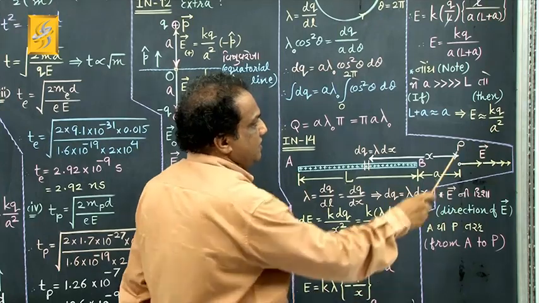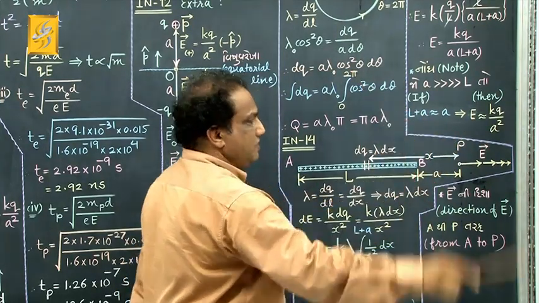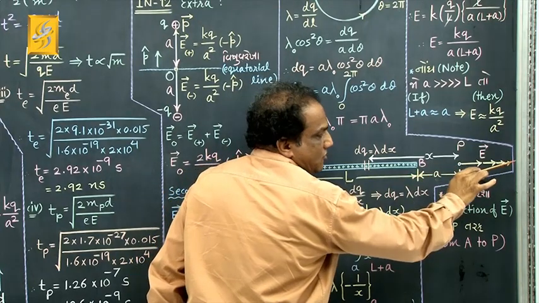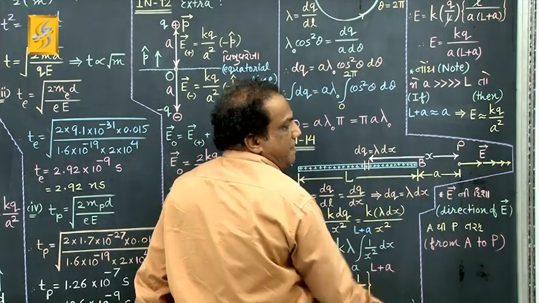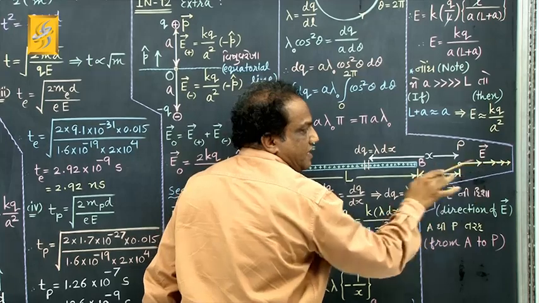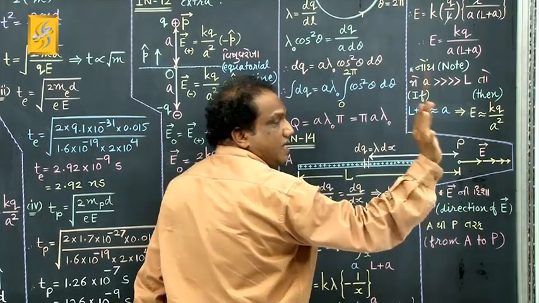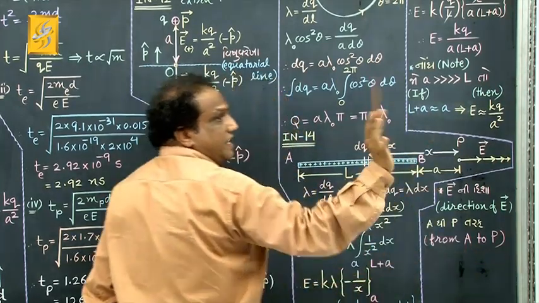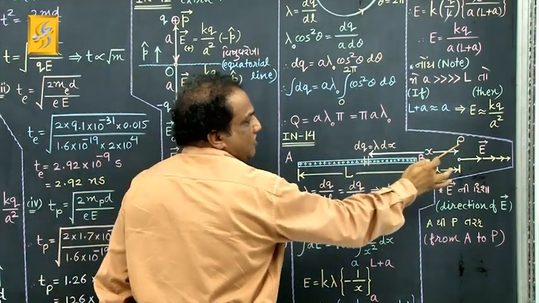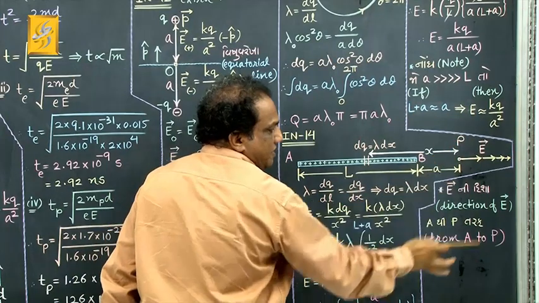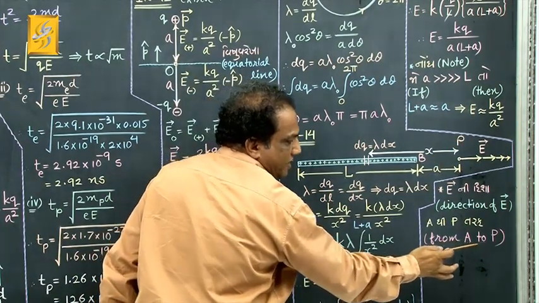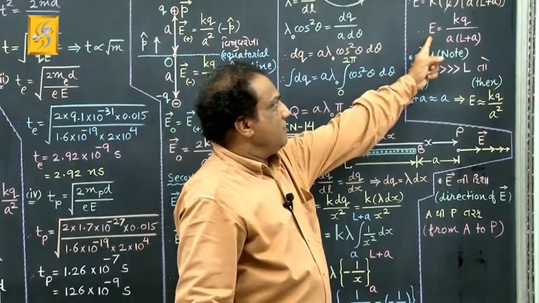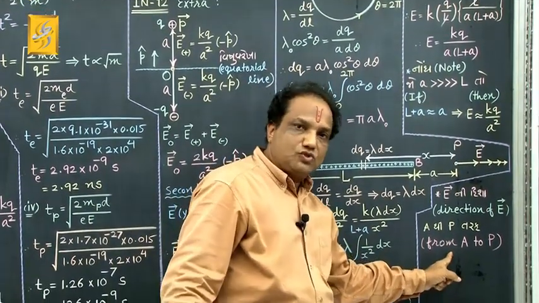Whatever the direction of this resultant electric field, very simple. All the partial electric fields are pointing towards the right hand side. This point P is on the right side, and because all these are in the same direction, and that same direction is from left to right, that is, from point A to point P. From point A to point P, I am writing here. Got it? So we have found out the magnitude of the electric field, we have found out the direction also.